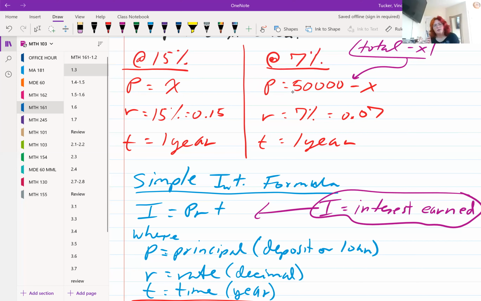So question. For the 15%, P equals X, but for the 7%, it's 50,000 minus X. So why is it you're subtracting X from 50,000 with 7%, but not from the 15%? You could have done either one. If I decided to put X here, then this one would be 50,000 minus the X. It's just always whichever one you choose, the other one is going to be the total minus X. Thank you. Not a problem.